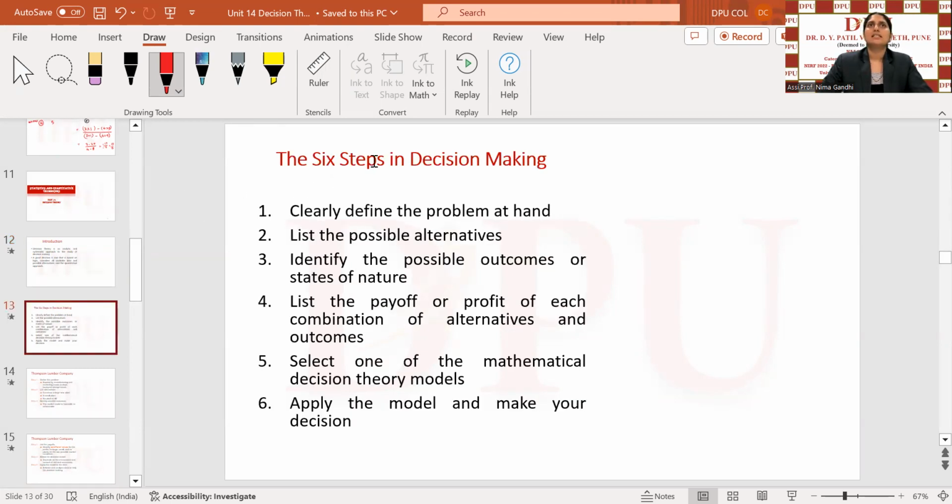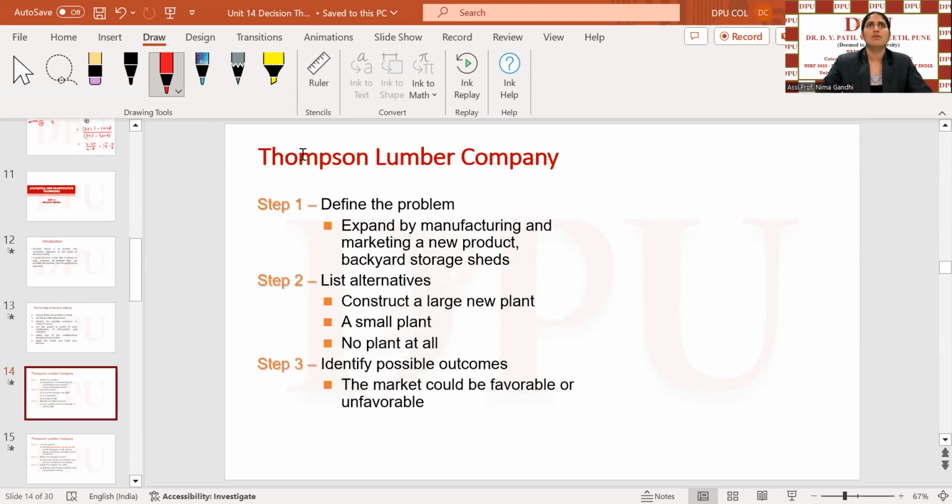So these are the 6 steps in decision making. First step is define your problem, what kind of problem you have in your hand. Then list all possible alternatives. If we see the example of Thomson Lumber Company, the problem for this company is that they want to launch a new product, but they are not sure whether they should launch a new product or not.